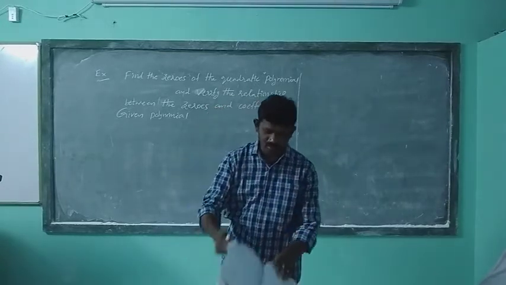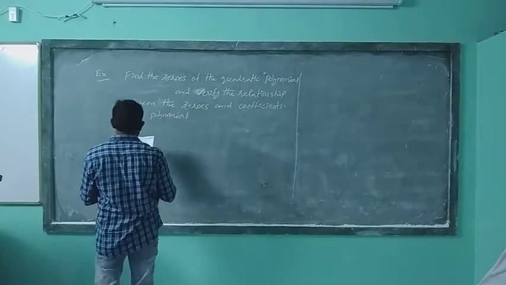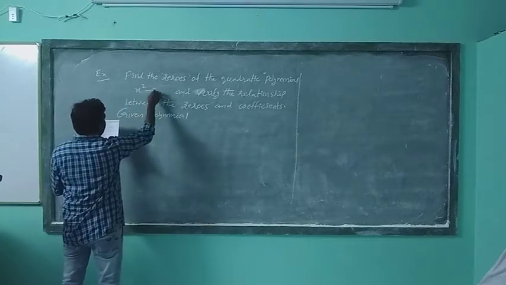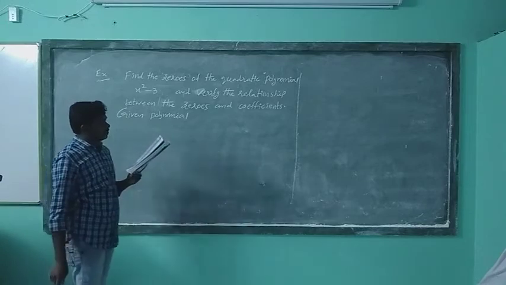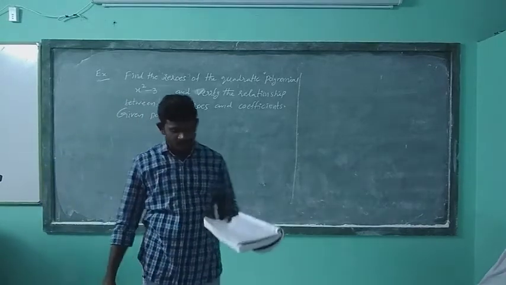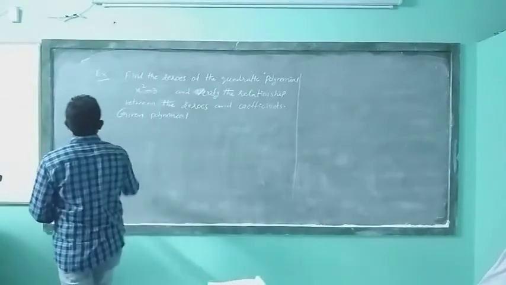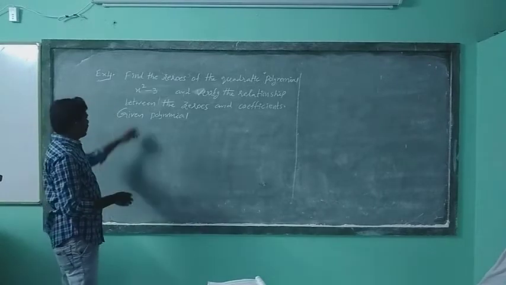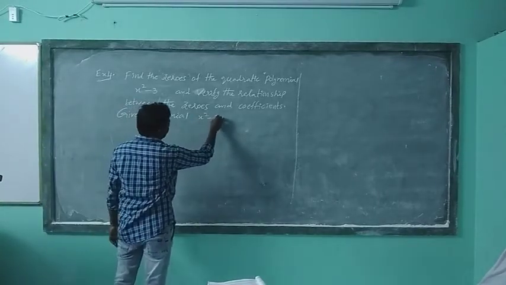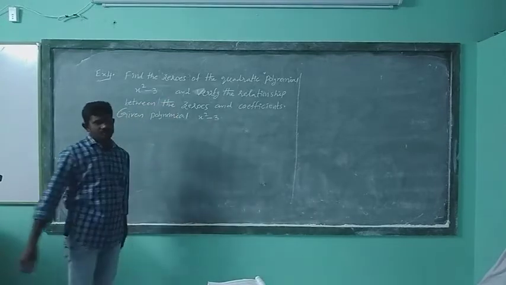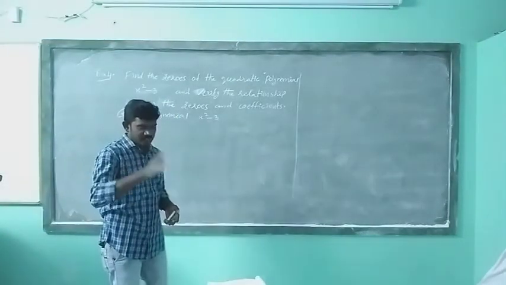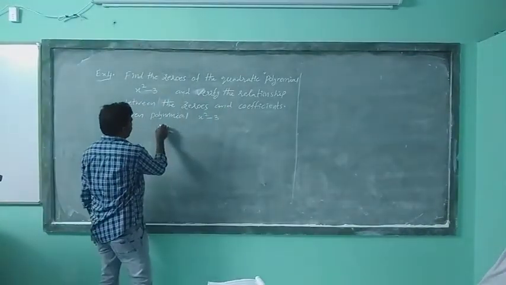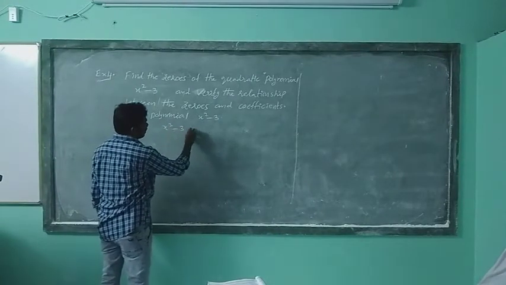Example 4: find the zeros of the quadratic polynomial x square minus 3 and verify the relationship between zeros and their coefficients. First of all, the given polynomial is x square minus 3. Then find the zeros of the polynomial. Zeros of the polynomial means it is equal to 0. So x square minus 3 equal 0.